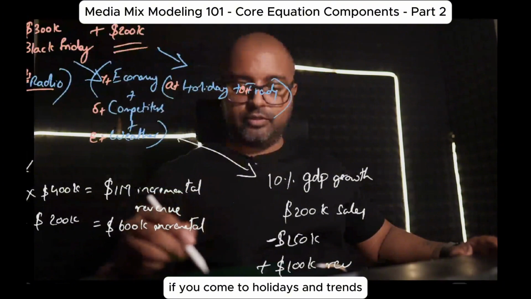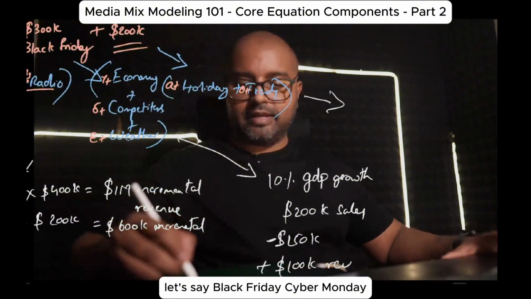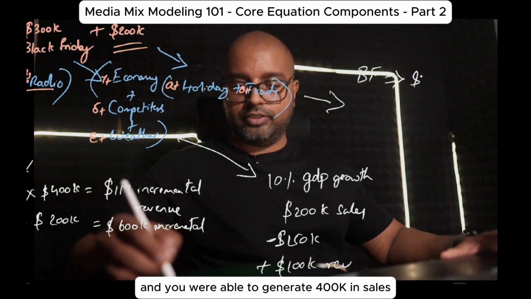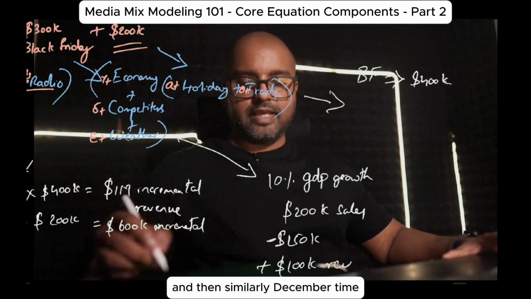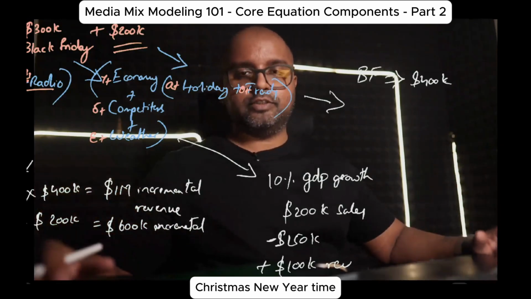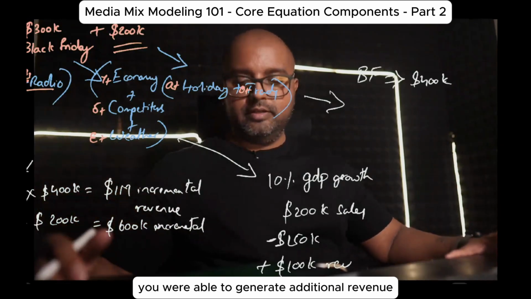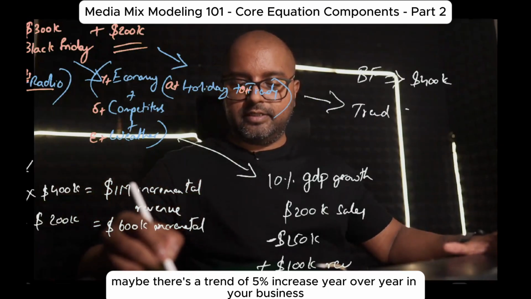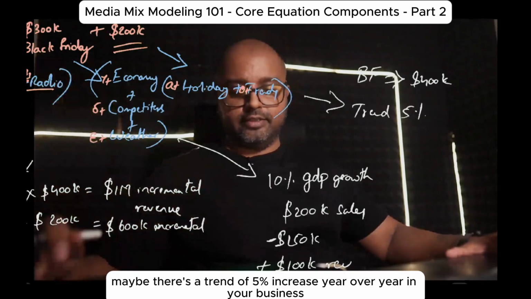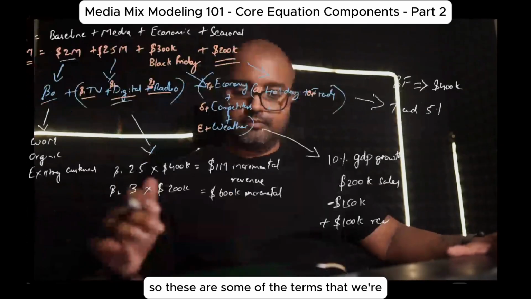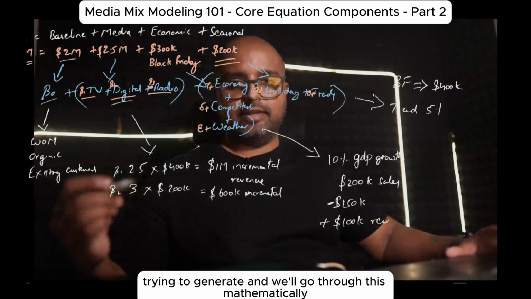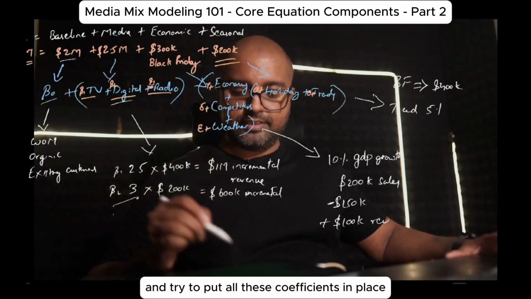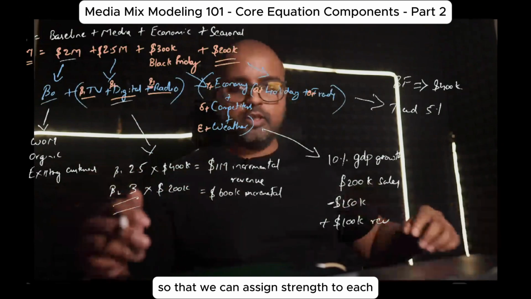And similarly, if you come to holidays and trends, let's say Black Friday, Cyber Monday gave you an additional boost and you were able to generate 400K in sales. And then similarly, December time, Christmas, New Year time, you were able to generate additional revenue. And of course, there's a yearly trend as well. So maybe there's a trend of 5% increase year over year in your business. So these are some of the terms that we're trying to generate, and we'll go through this mathematically and try to put all these coefficients in place so that we can assign strength to each.